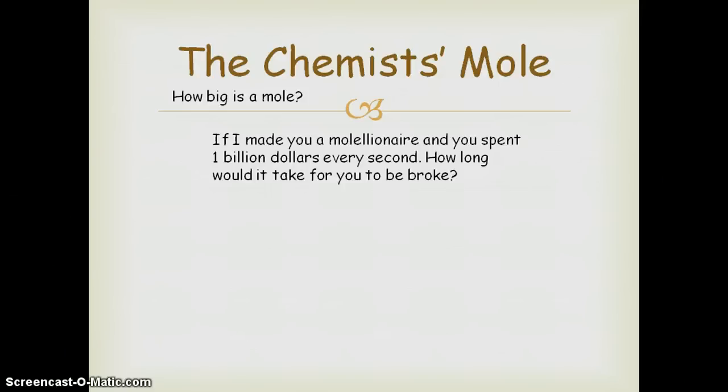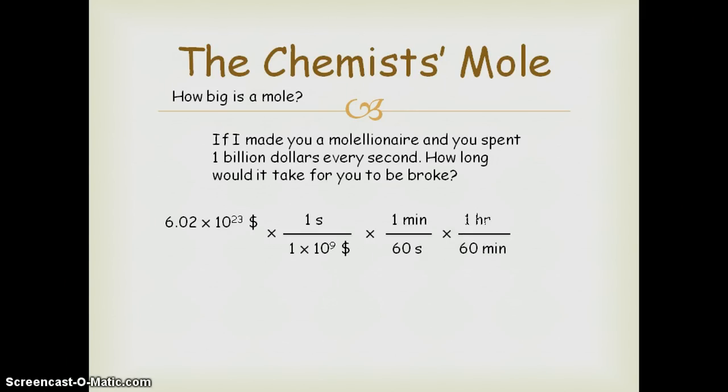If I made you a millionaire and gave you a mole of dollars, and you spent $1 billion every second, how long would it take you to go broke? So if we look at having 1 mole of dollars, and then we use our dimensional analysis, you're spending $1 billion, that's 1 times 10 to the ninth, every 1 second. And 60 seconds is 1 minute, 60 minutes is an hour, and 24 hours is 1 day.